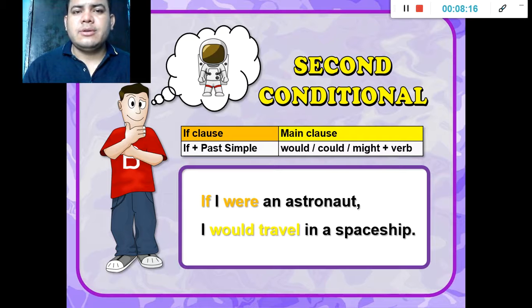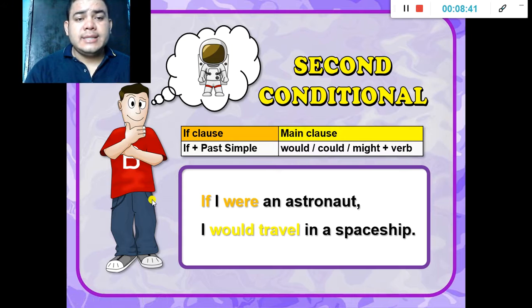And we use the second conditional a lot in Spanish, right? If I were rich, I would buy a lot of things. If I had money, I would buy a car. If I had a good job, I would live better. If I had a big house, I would make parties every single Saturday, for example.